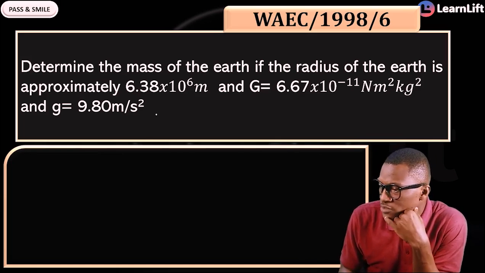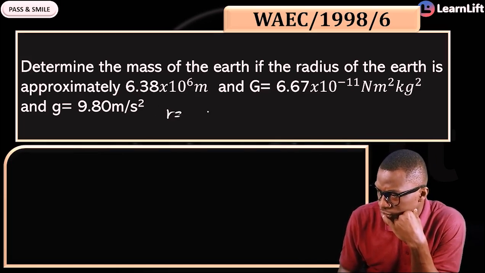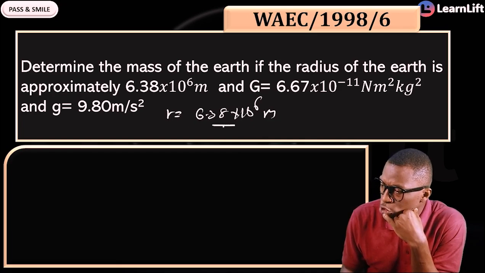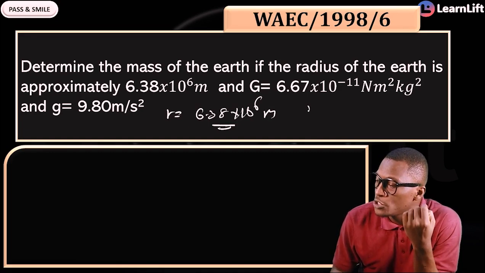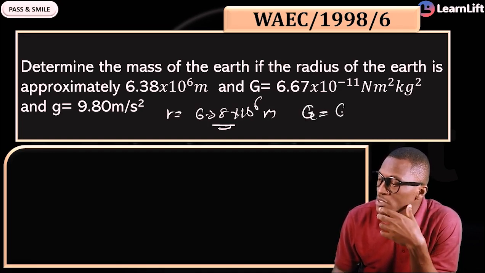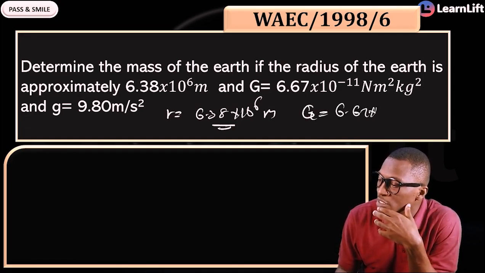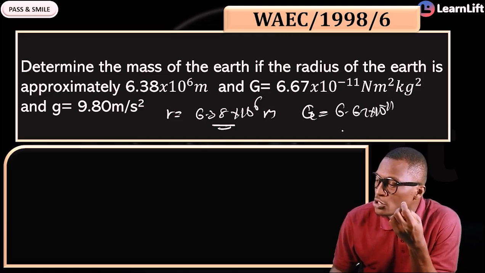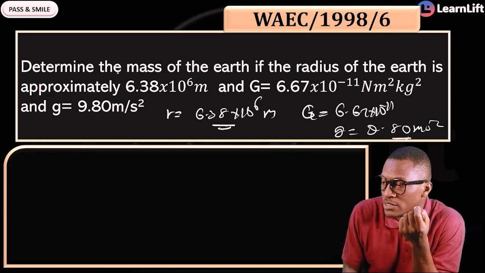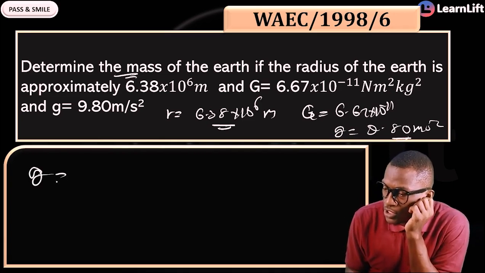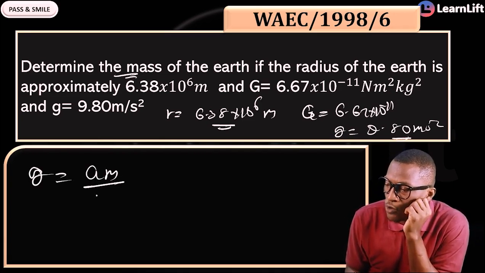We're given the radius of the Earth, so R is equal to 6.38 times 10 raised to the power 6 meters. Ensure your units are correct: radius must be in meters, mass must be in kilograms. We're given G, the gravitational constant, to be 6.67 times 10 raised to the power minus 11. We're given small g to be 9.80 meters per second squared. What are we asking for? Mass. So we know that small g is equal to GM over R squared.